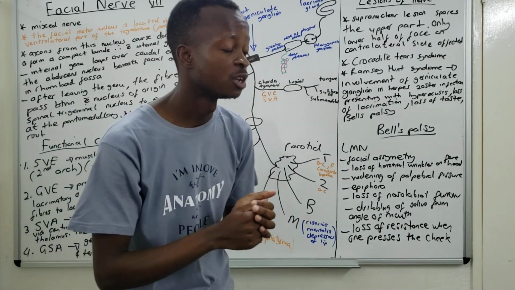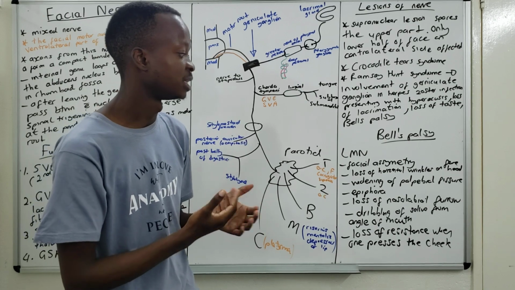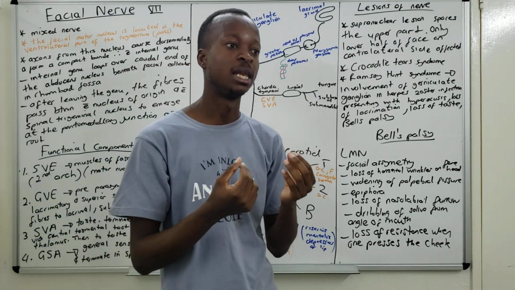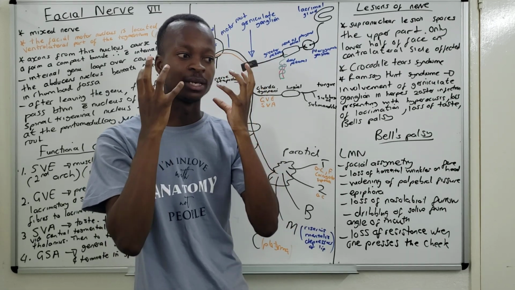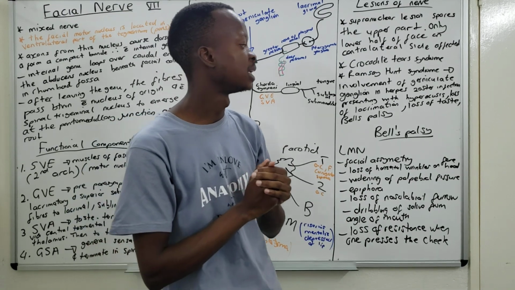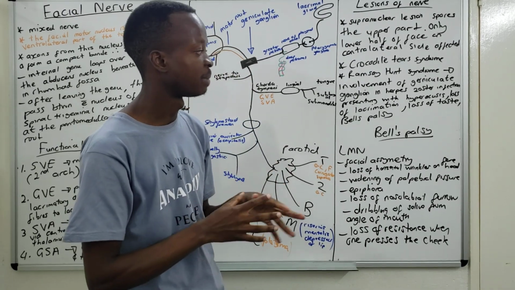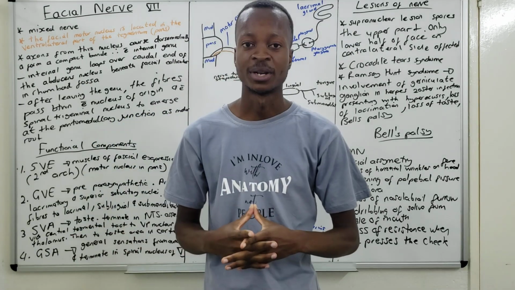Then you have dribbling of saliva from the angles of the mouth, as well as loss of resistance when one presses the cheek, because normally when you blow out air, the buccinator muscle should have a normal tone, and if you try to push it inward, it will have resistance. But in Bell's palsy, there is loss of that resistance. So that's just about it. Thank you.